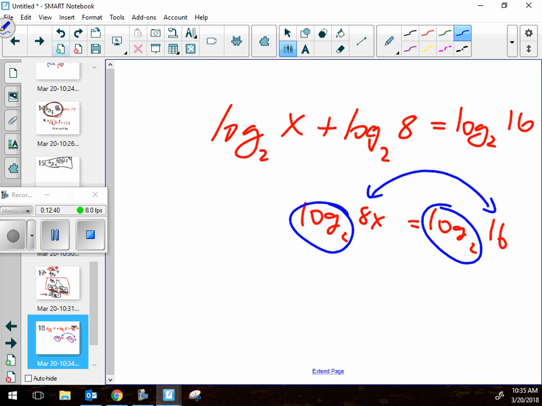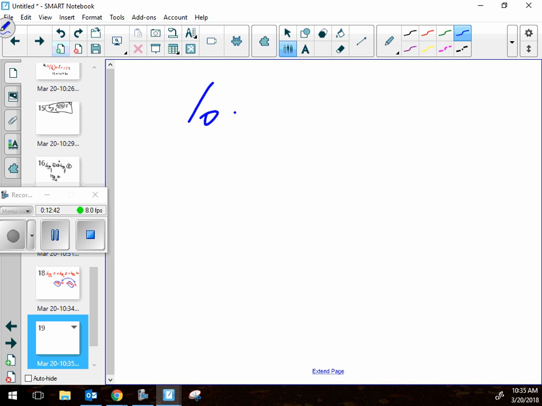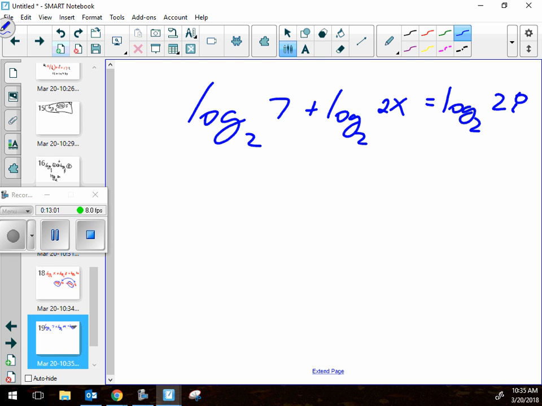All right, let's see if you really caught that. I think some of you did really well. Others were kind of staring with a lost look on their face. So let's try one. Log base 2 of 7 plus log base 2 of 2x, yes, I'm going to make it a little more complicated, is equal to log base 2 of 28. Solve. Hint: put the left side together.